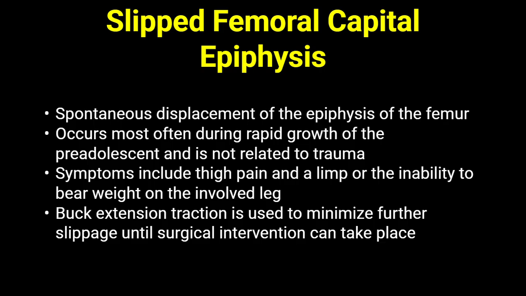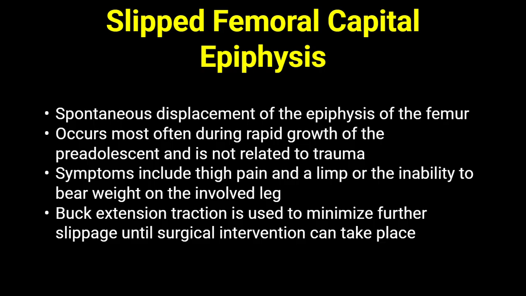One of the most serious complications of SCFE is avascular necrosis, sometimes called osteonecrosis. Remember, avascular means without blood supply. If the blood vessels supplying the femoral head become damaged, the bone tissue begins to die because it no longer receives oxygen and nutrients. This can eventually lead to collapse of the femoral head and severe arthritis later in life. Another complication is chondrolysis, which involves destruction of the articular cartilage within the hip joint, resulting in stiffness and chronic pain.